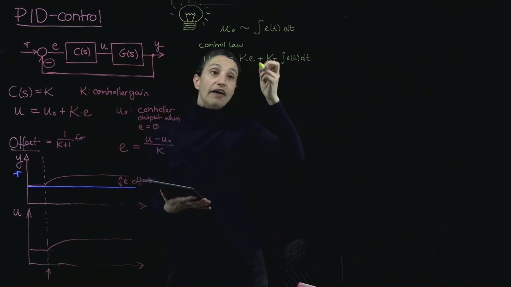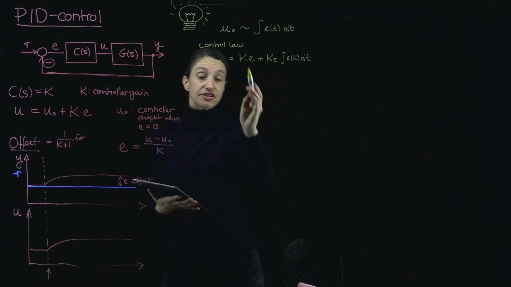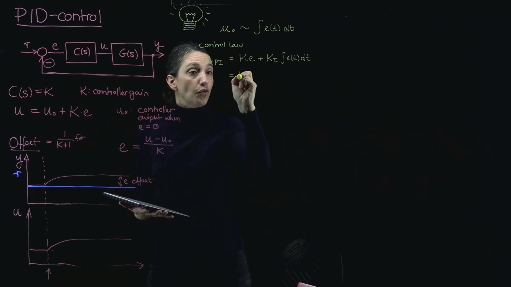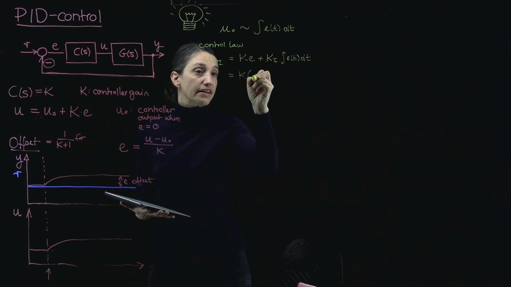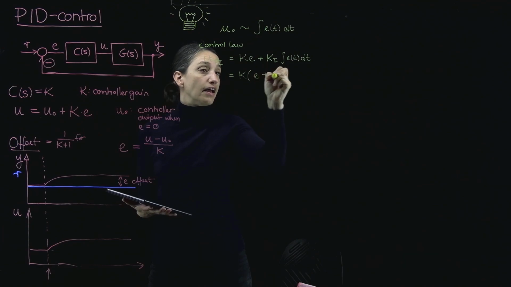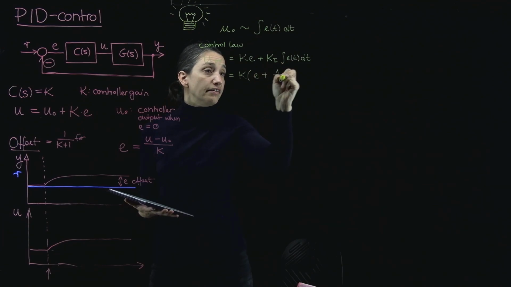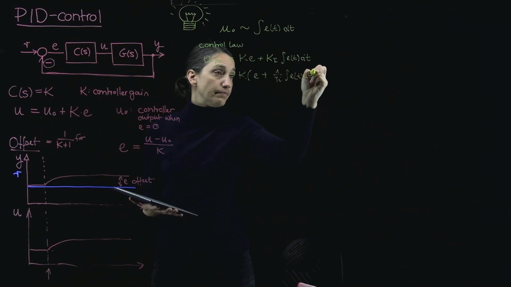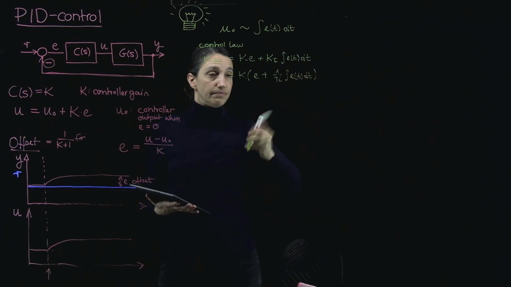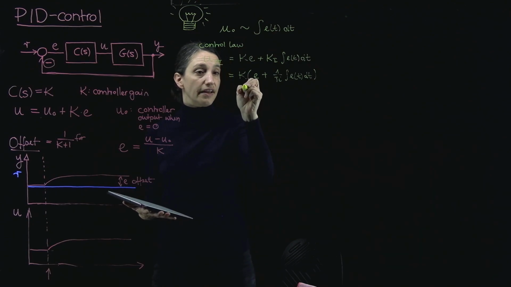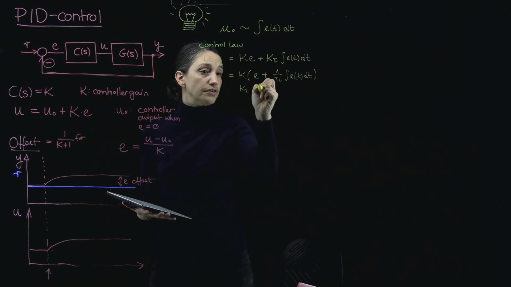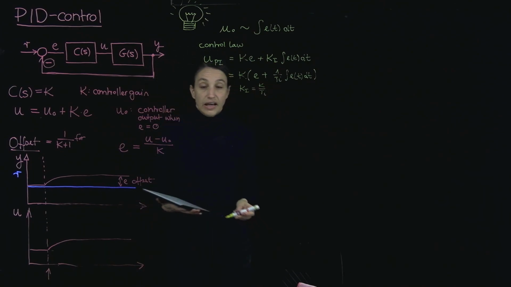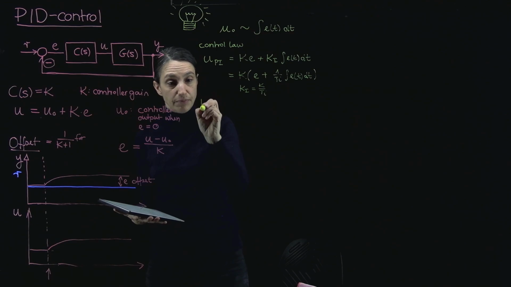Now we have to find a relationship between K and Ki. And normally we define this parameter as 1 over Ti times the integral of E of t dt. Okay, so that Ki equals K divided by Ti. Okay, so let me show you what that effectively means.